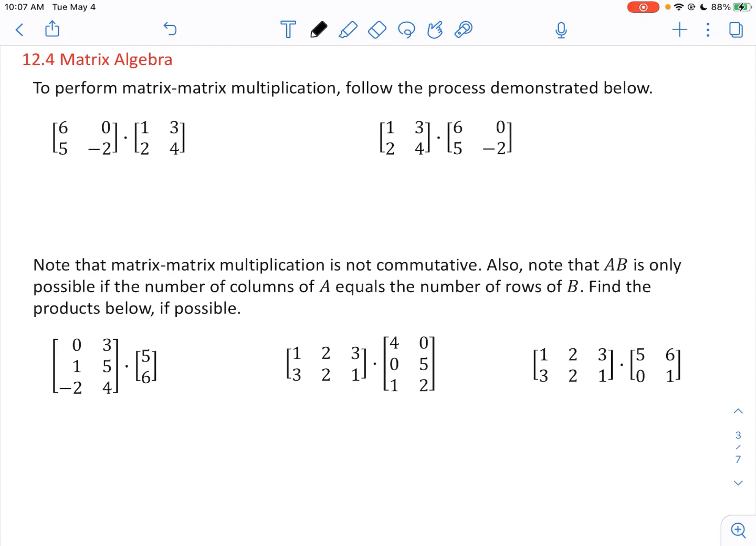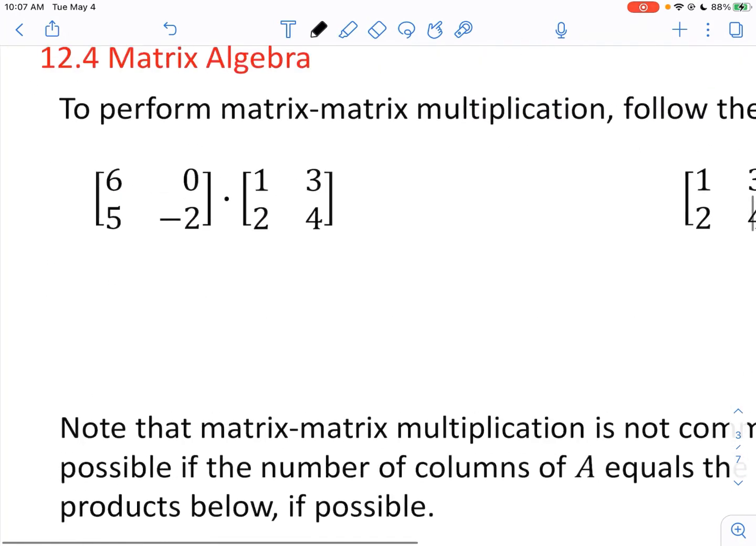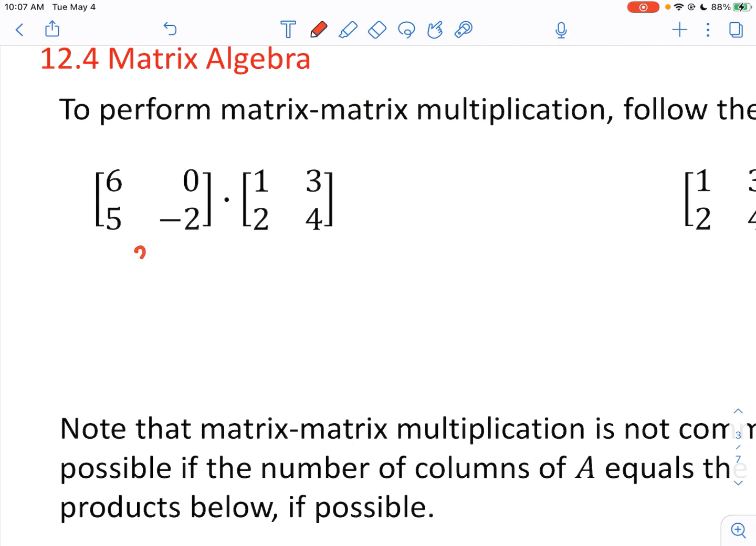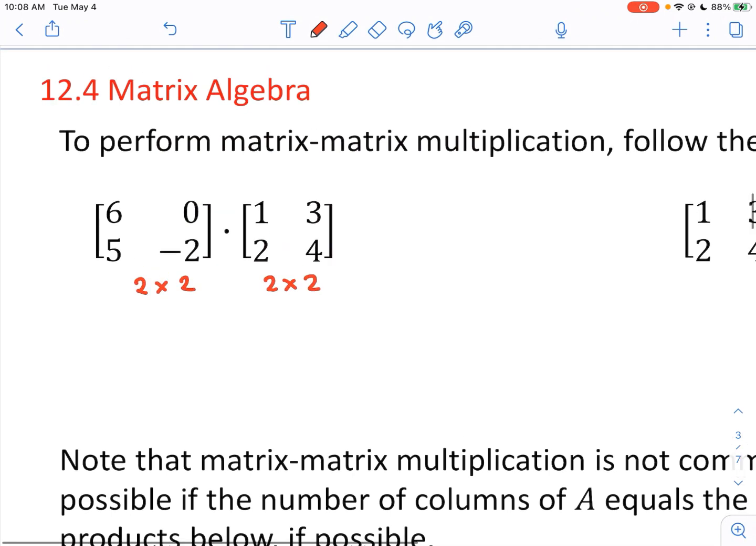To perform matrix multiplication, follow the process demonstrated below. Okay, so we're going to demonstrate by doing a 2 by 2 times a 2 by 2. And the way this is done is you look to the first column of the matrix that's on the right. Imagine that 1, 2 is dragged out of position and placed here and here. So the 1 is above the first column and the 2 is above the second column of the matrix on the left, which indicates that the number of columns of this matrix should match the number of rows of this matrix. Dropped onto the first row, multiply corresponding entries and add.